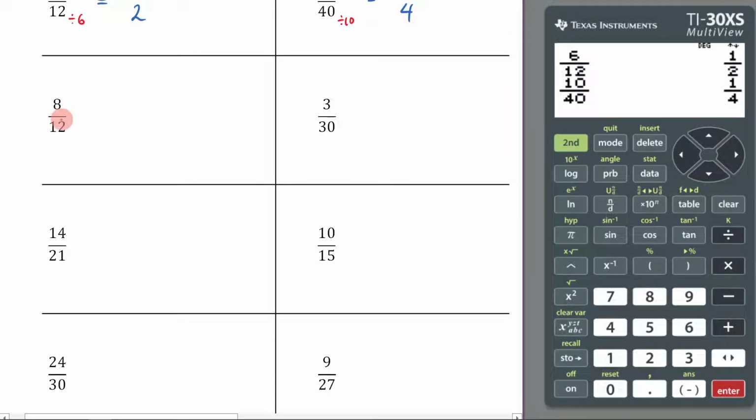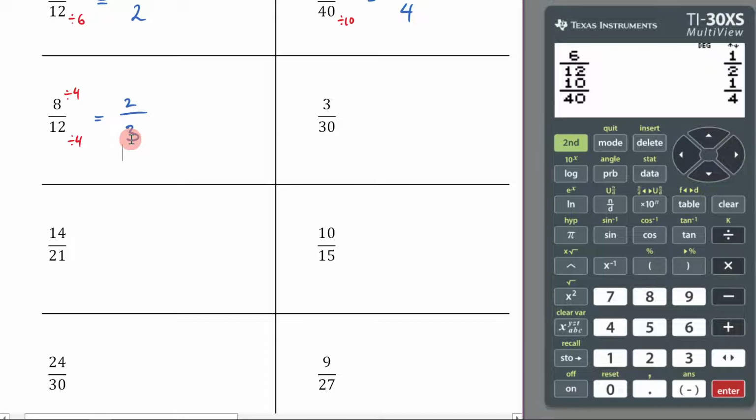So here I've got 8 and 12. What would I divide these both by? I think I would divide them both by 4. So I would divide them by 4, divided by 4. And then if I do that, I'm going to end up with 8 divided by 4 is 2, and then 12 divided by 4 is 3. So that will be 2 on 3.